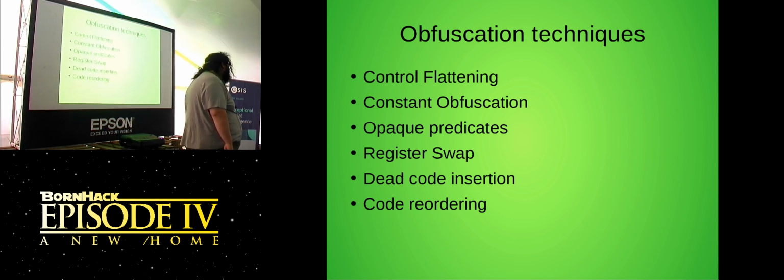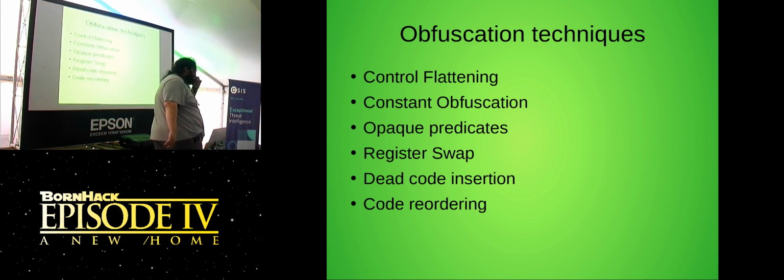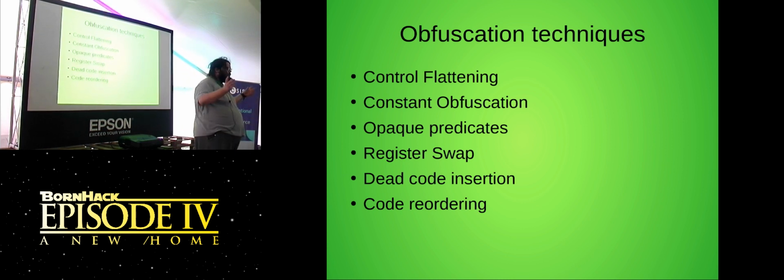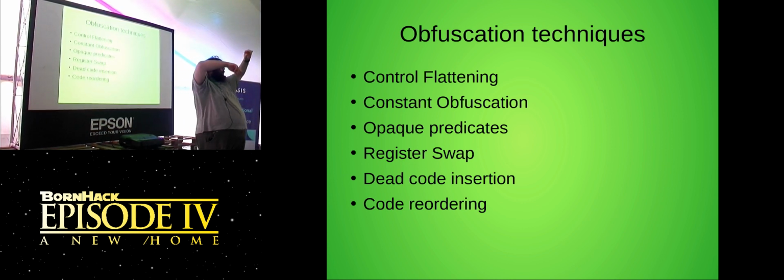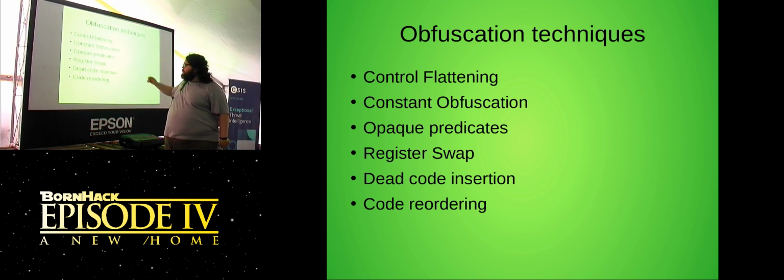Okay. Well, control flattening is a really simple transformation. The idea is that you make all your code go back to the central node, and then on that central node you will decide where you will go to afterwards, which, well, it's basically spaghetti code brought to the maximum expression of it.